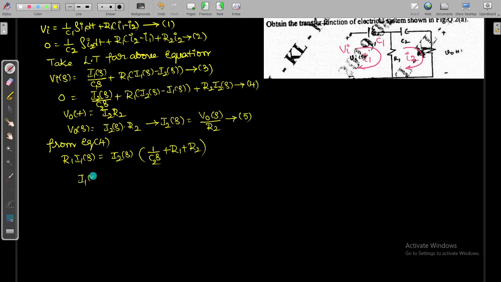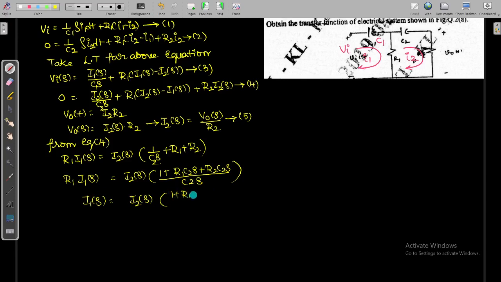So what is I1 of s from this equation? Let us take the LCM. So you are going to get I2 of s equals 1 plus R1 C2s plus R2 C2s divided by C2s. So I1 of s can be written as I2 of s into 1 plus R1 C2s plus R2 C2s divided by R1 C2s. That is the I1 of s we can write. This is equation number 6.